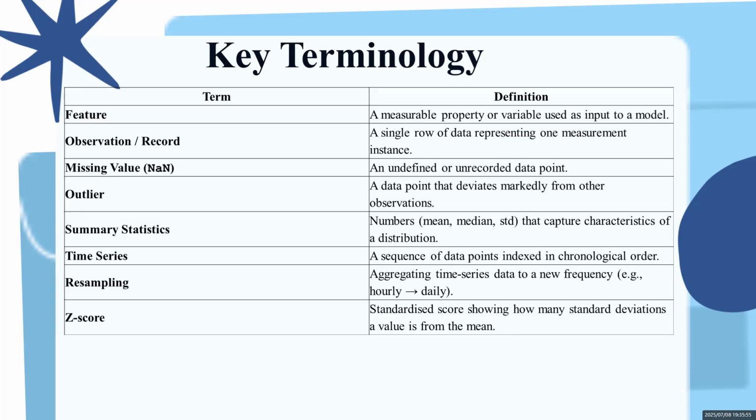We have another important term which is known as time series. Time series is nothing but a sequence of data points indexed in chronological order. And then we have resampling. Resampling is nothing but aggregating time series data to a new frequency, e.g., resampling hourly to daily. And then we have z-score. Z-score is a standardized score showing how many standard deviations a value is from the mean.